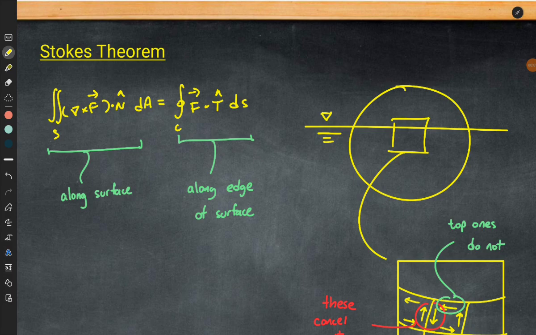Today I'm just going to be going over Stokes' theorem. So what is Stokes' theorem? Basically, it just relates a surface integral with a line integral. And let me quickly go over an analogy as to why that might work.